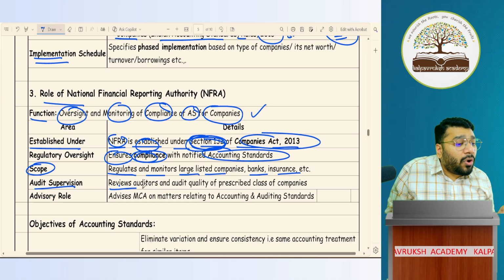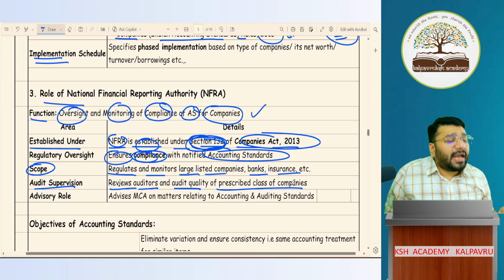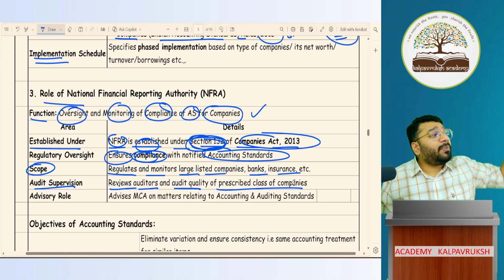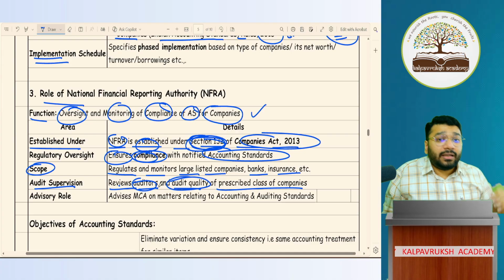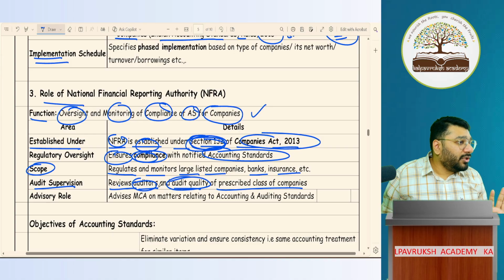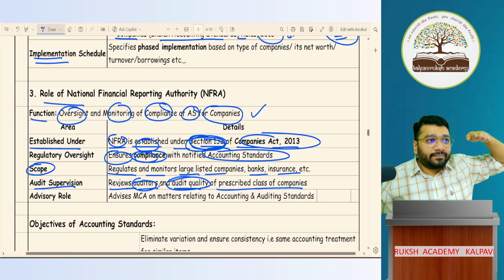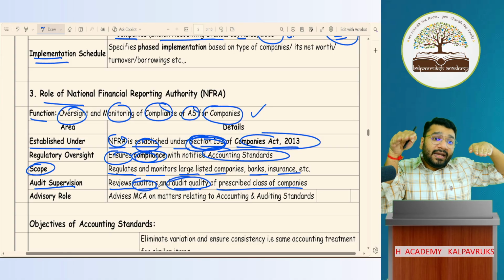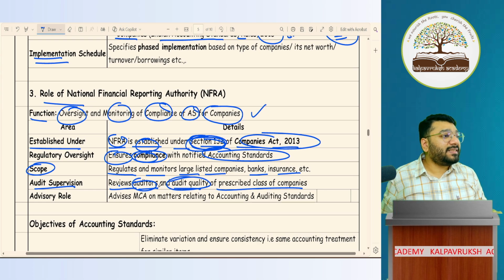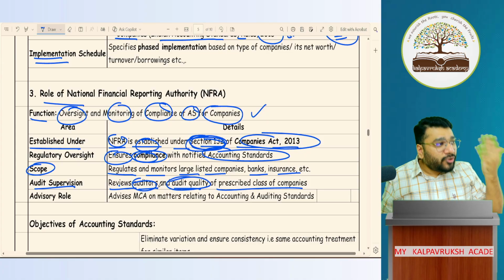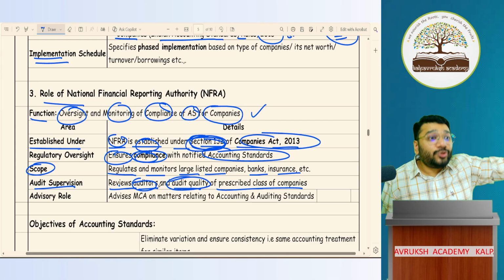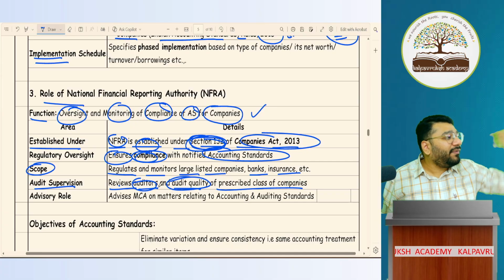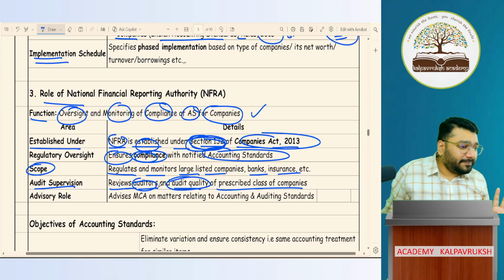Apart from that, it reviews auditors and audit quality of the prescribed class of companies. Whether for a prescribed class of companies, the auditors are doing a qualitative audit or not, that also they will supervise. So ICAI is doing the audit. They are the maker. There's somebody independent who will check. There's something called the maker and checker concept, no? So ICAI is the maker of the audit. Somebody should be there to check whether ICAI is doing the job properly or not. So NFRA has been deployed with that activity.